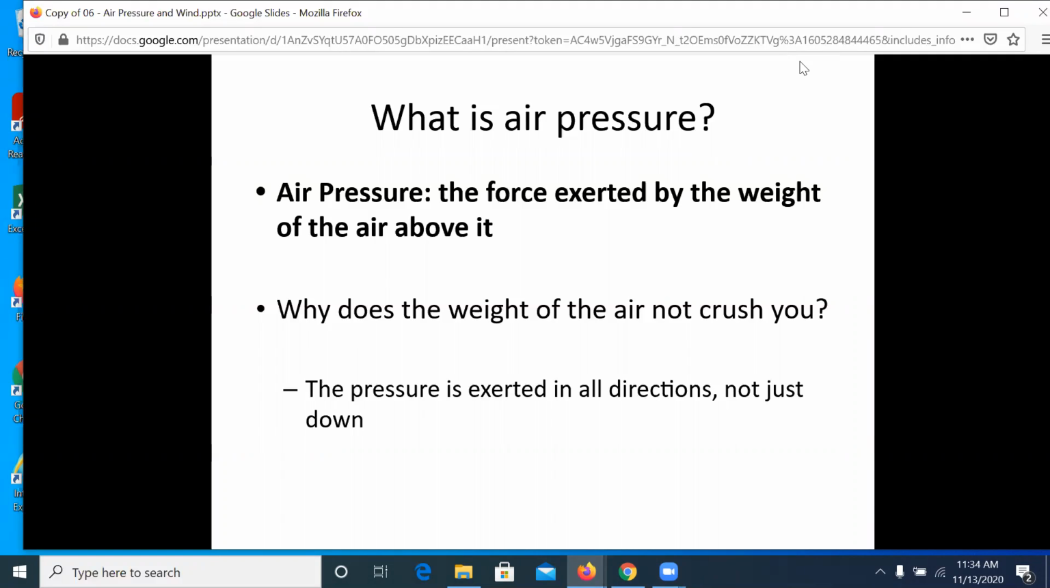But we do have pressure systems just in general that move about, and they are sometimes on the range of thousands of pounds per square inch, but we don't feel it. It doesn't crush us because the pressure is exerted in all directions, not just down. So instead of being a single down arrow on a force graph, it is spread out more like a star. So we don't feel the full effect of the air pushing down on us.